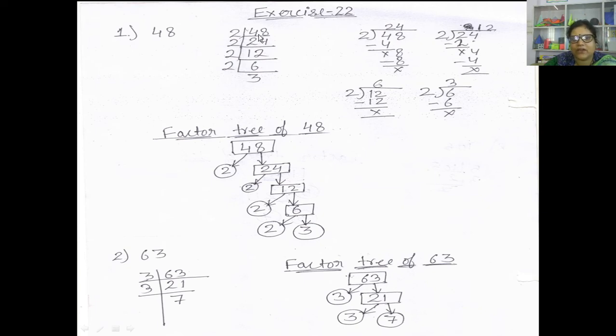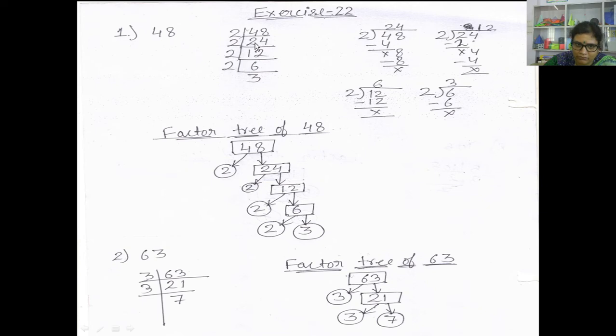First I have taken 48. Here I am dividing 48 by 2. When I divide 48 by 2, our quotient is 24. So I have written the quotient here. Then this one is the composite number. Again I am dividing 24 by 2, then 12 comes. I have written 12 here.